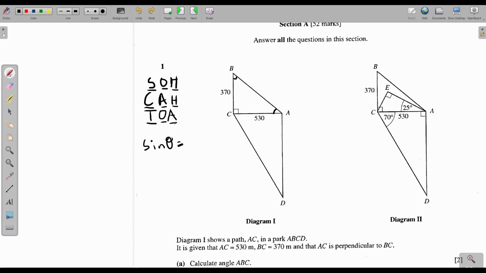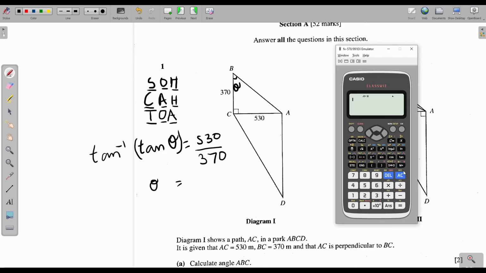So what do we have for this angle that we want to calculate? Let's call this angle theta. We have the opposite and we have the adjacent, right? We don't have the hypotenuse. So tan of theta is equal to the opposite, which is 530, over the adjacent, which is 370. Then, in order to get rid of tan, which is a function, we use the inverse of that function to get theta. Let me use my calculator to do that.